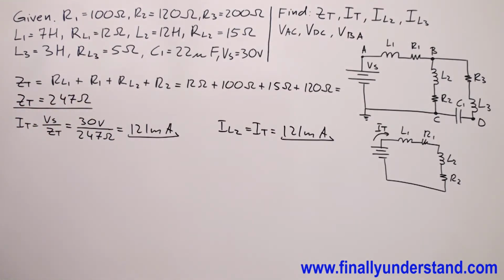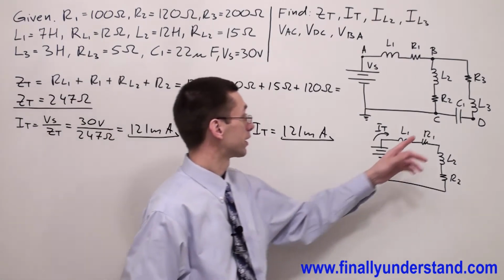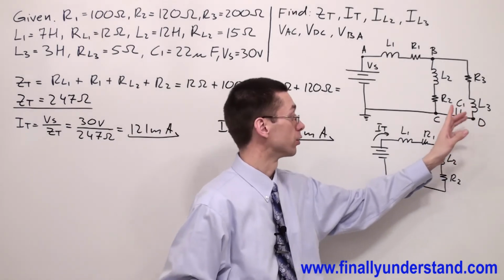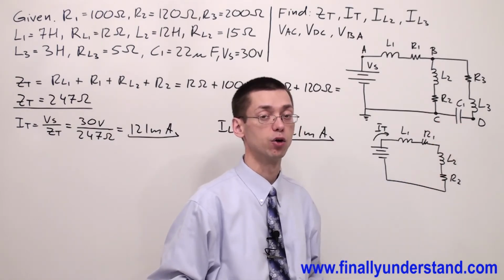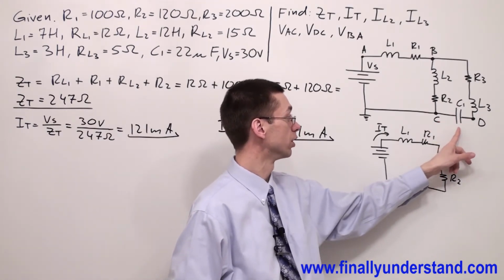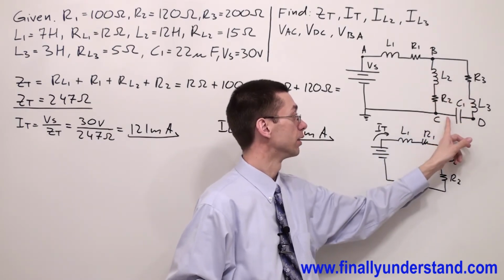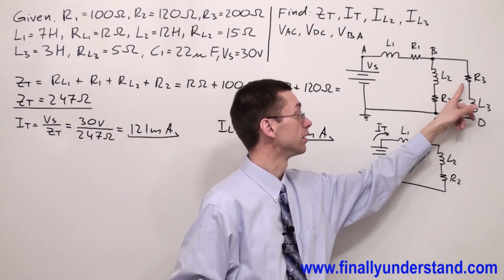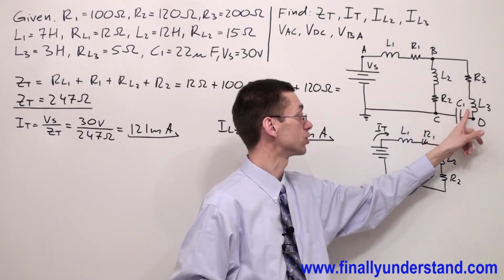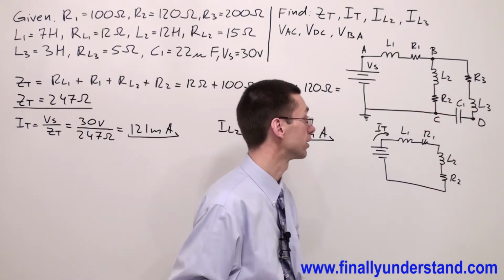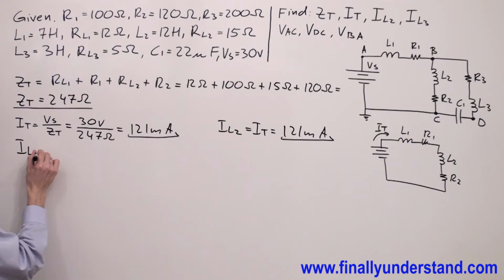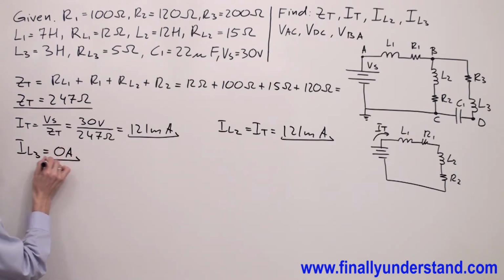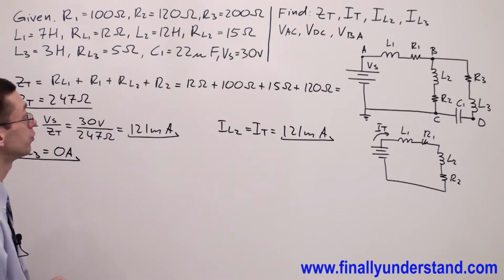So next, we're supposed to find IL3, the current which goes through this inductor. We said that the capacitor, in this case, behaves like an open circuit. So if there is an open circuit, there is no current flowing in this branch. So there is no current going through the resistor R3, and there is no current going through inductor L3. That's why I'm supposed to write that IL3 is equal to 0 amps.